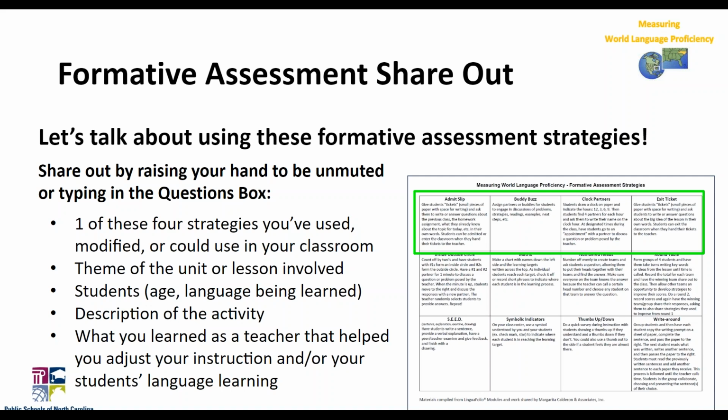But I do have Elsie, who says she's used admit slips with a different name with 7th graders in Spanish Level 1 with the topic of describing family members. She asks as they enter to write about what a family member loves to do. Then they share as a round robin and that helps her see how much the students have learned from the day before and how much they've retained. Great. That's an admit slip.